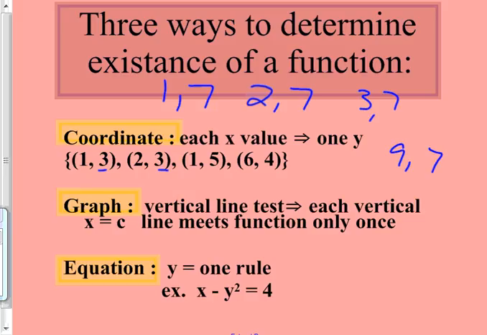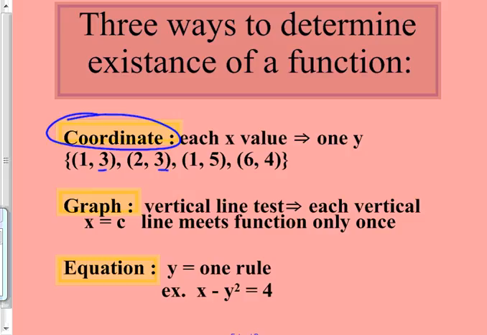Okay? The only problem is if I repeat one of these x's, then it better come out the same as last time. So if I put in 2, it better give me a 7 again. That would be a function, all those blue points I just wrote. Okay, so again, we just proved that this little list right here was not a function. And you can tell that by looking at the coordinates.